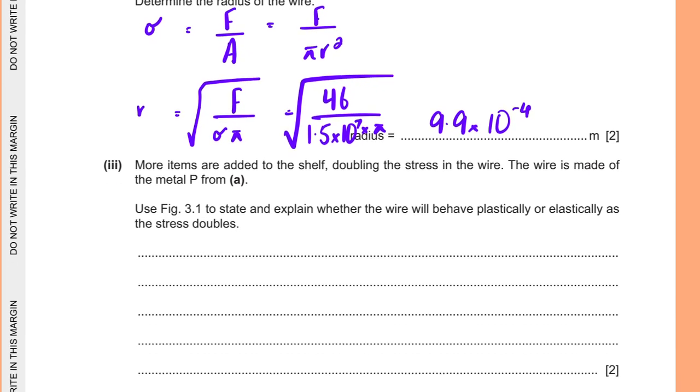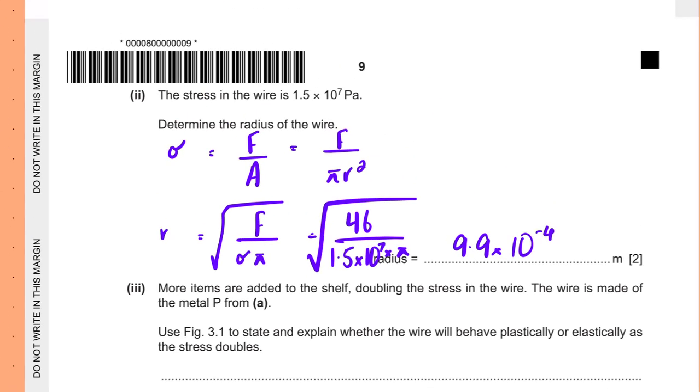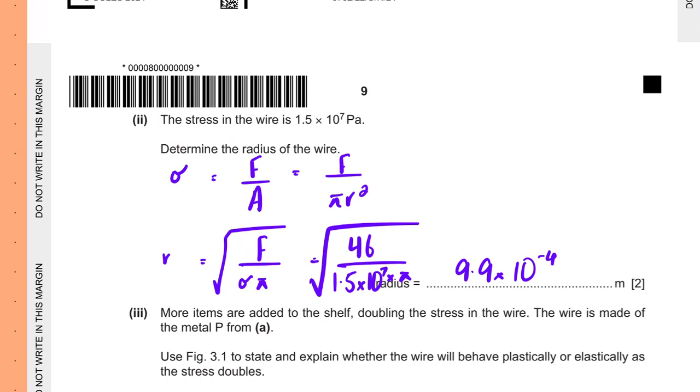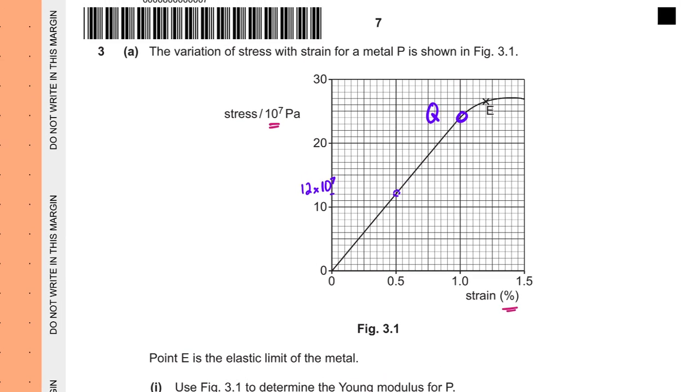More items are added to the shelf, doubling the stress in the wire. The wire is made of the metal from A. Use 3.1 to state and explain whether the wire will behave plastically or elastically as the stress doubles. The stress in this case was 1.5 times 10 to the 7. Double of that would make it 3 times 10 to the 7. So 3 times 10 to the 7 is still going to be here, right? Yes, because it hasn't exceeded the elastic limit, it will behave elastically.